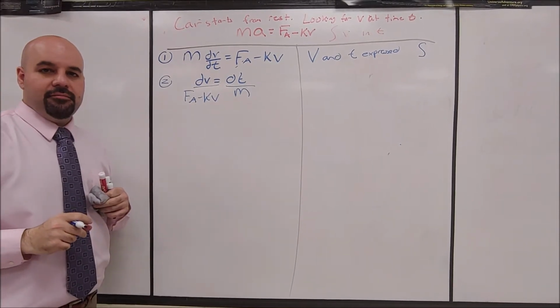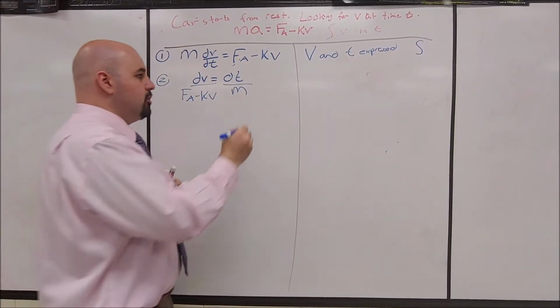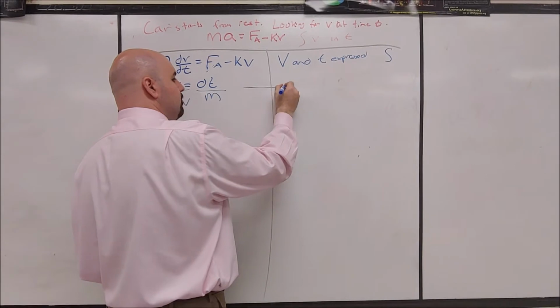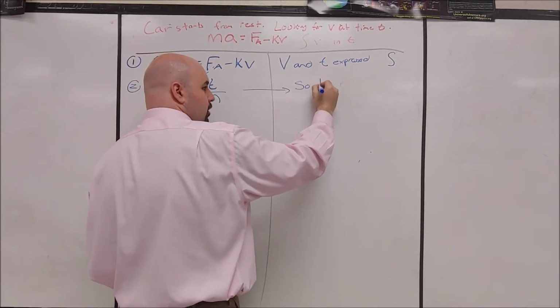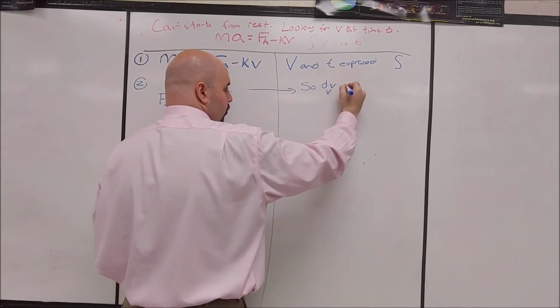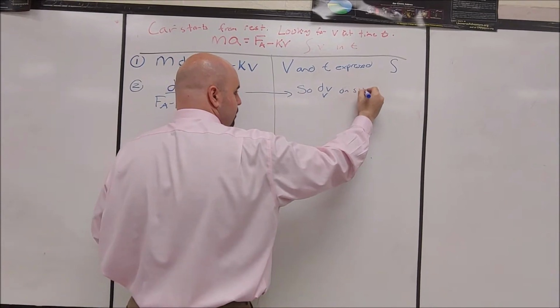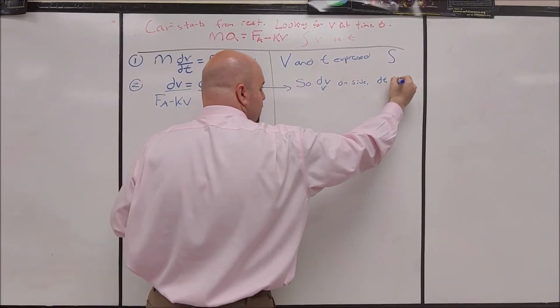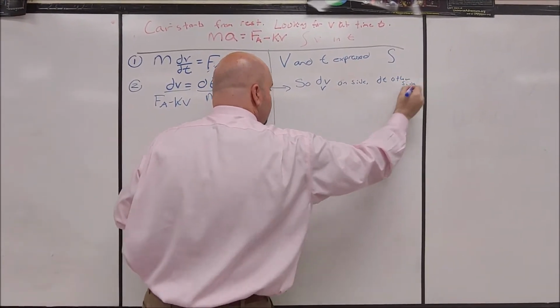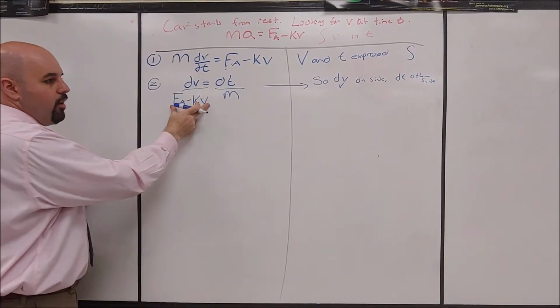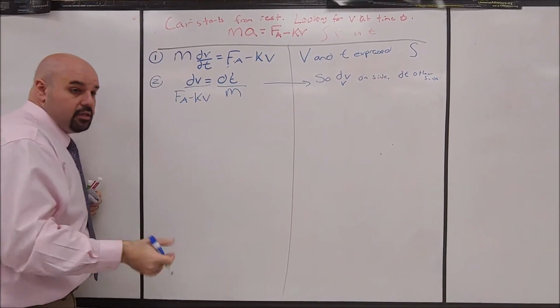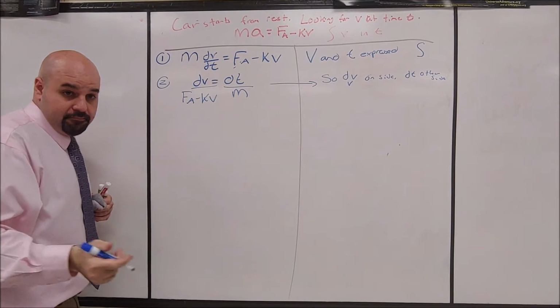Did that lose you, Kat? No. Cool. So the reason we did this is so the dv and v are on one side and the dt is on the other side. So this side of the equation is how we're going to find the velocity. This side is how we're going to find the time. That's the whole point.